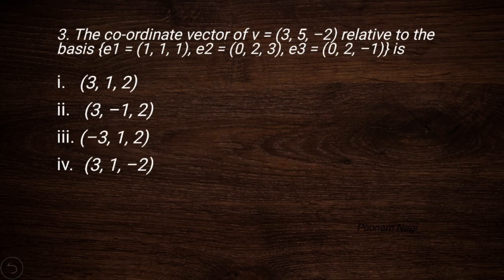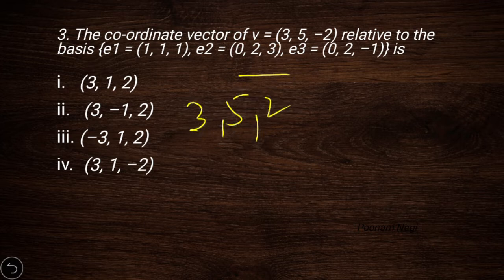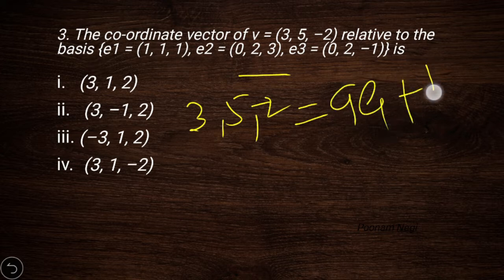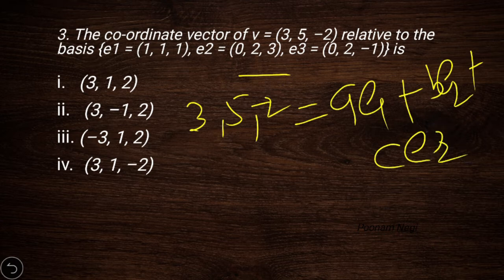Next question is, the coordinate vector v equals (3, 5, -2) relative to bases (1, 1, 1), (0, 2, 3) and (0, 2, -1) will be. In this type of question, what you have to do is write down the linear combination for this vector, meaning (3, 5, -2) can be written as aE1 plus bE2 plus cE3. And then we have to find out the values of a, b and c, and this will be our required answer.